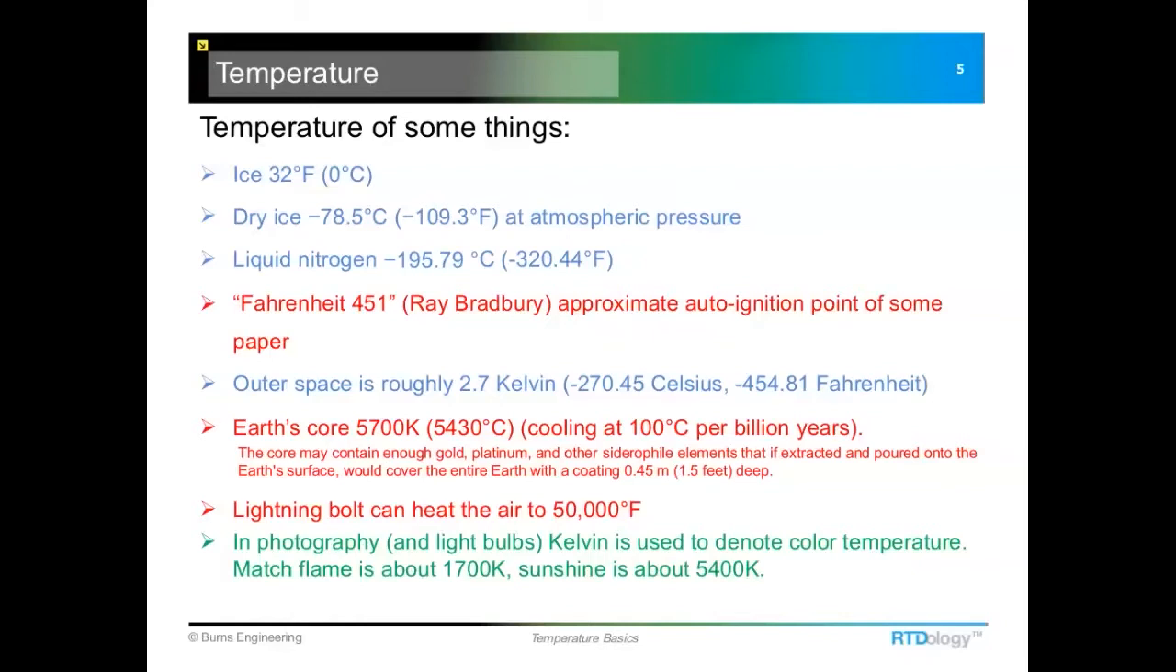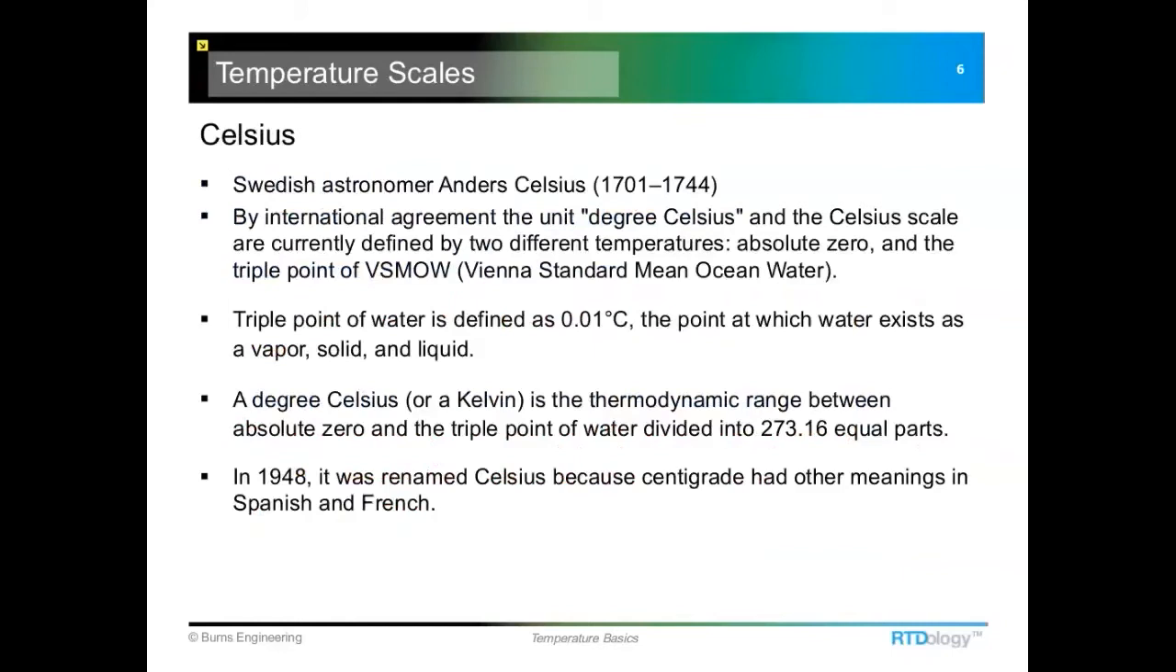The Kelvin scale is one that we use in metrology quite a bit, as well as Celsius. Years ago, the Celsius scale used to be called centigrade. That terminology isn't used anymore because it means some different things in Spanish and French. So Celsius is the correct name for it. Anders Celsius came up with it way back when, and it's based on the freezing point of water, which he chose as 0 degrees C, and the boiling point of water is 100 degrees C.